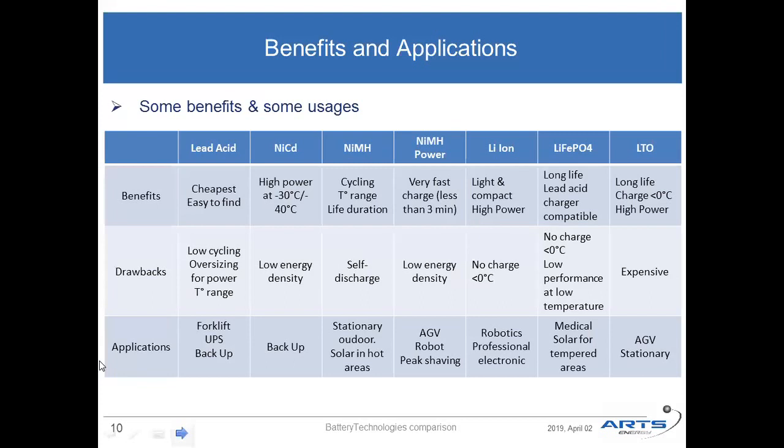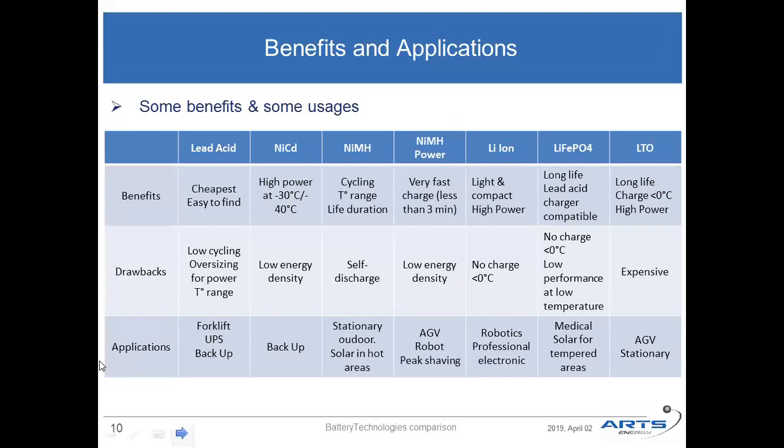Lithium ion, the main benefit is it is very light and compact, so you have a smaller battery. Also, it delivers high power. The main drawback is that you cannot charge below 0 degrees, and it is mainly used today in robotics, professional electronics, and also a lot in indoor applications because of the limitation of low temperature.